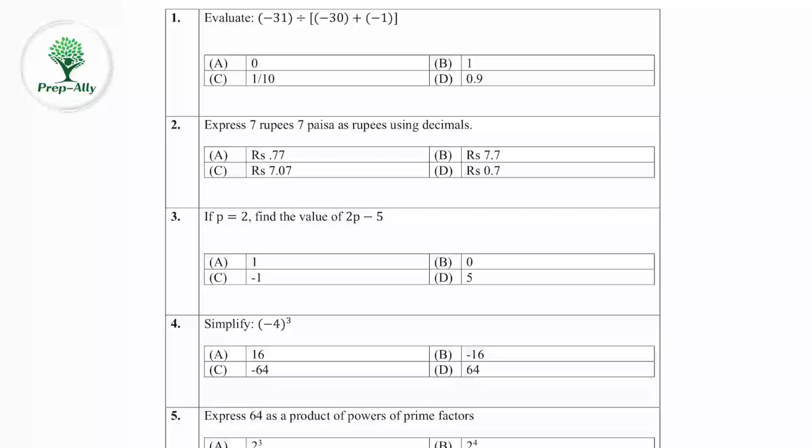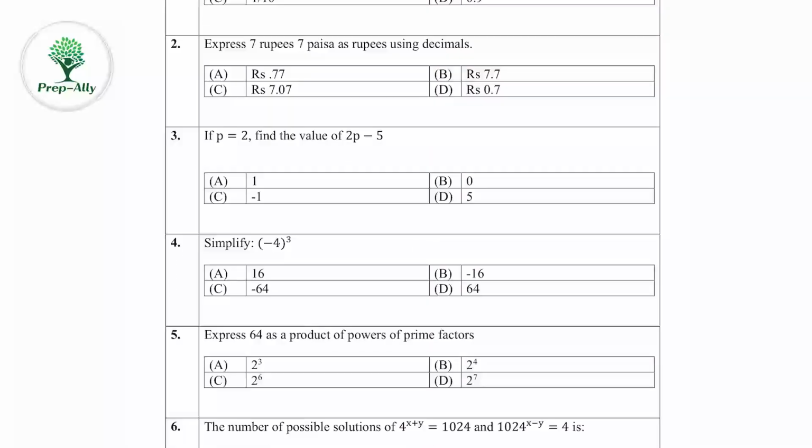So here the first problem is we have to find the value of the expression minus 31 divided by this thing. We can write this expression as minus 31 divided by minus 30 plus minus 1, which is equal to minus 31 divided by minus 31, and this value is equal to 1. So option B is the correct one.